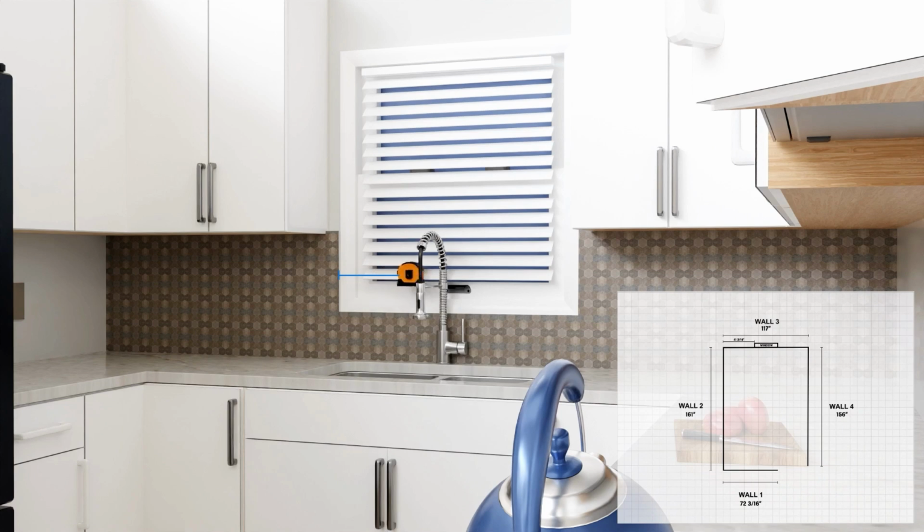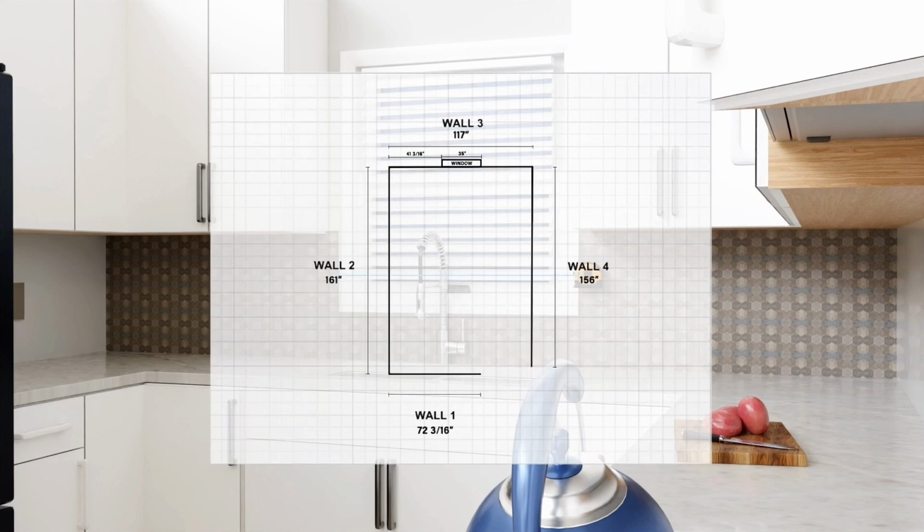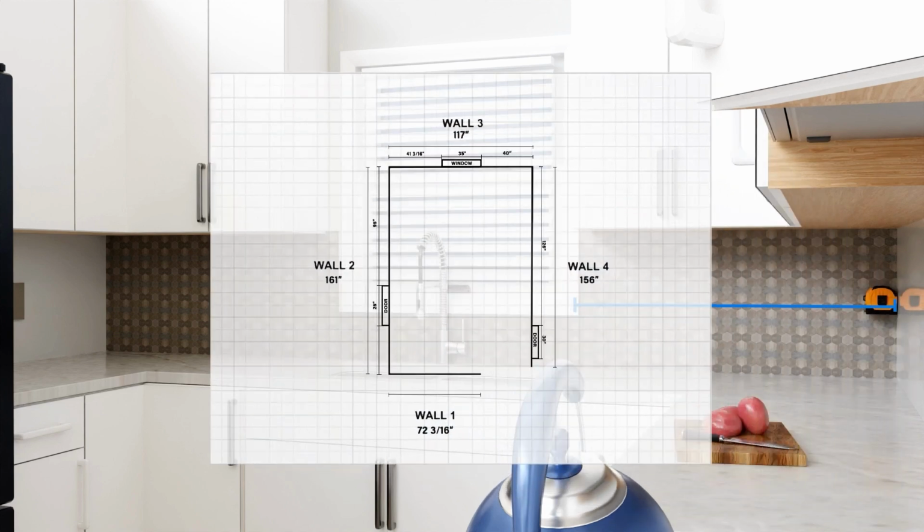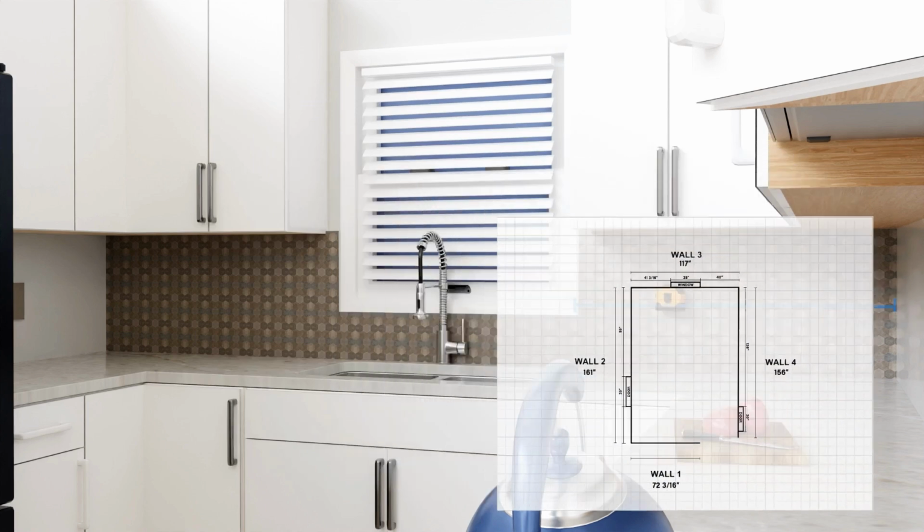Next, measure the width of the opening from the outside of the trim on one side to the outside of the trim on the other side and mark this on your template. Then measure the wall space from the right side of the opening's trim to the end of the wall and mark this on your template. This will show your designer how close they can bring your cabinets to the opening.